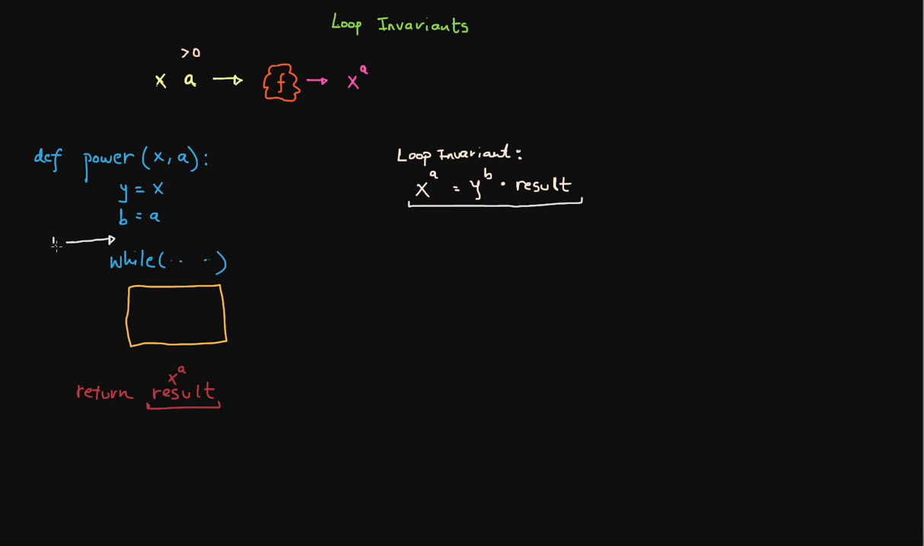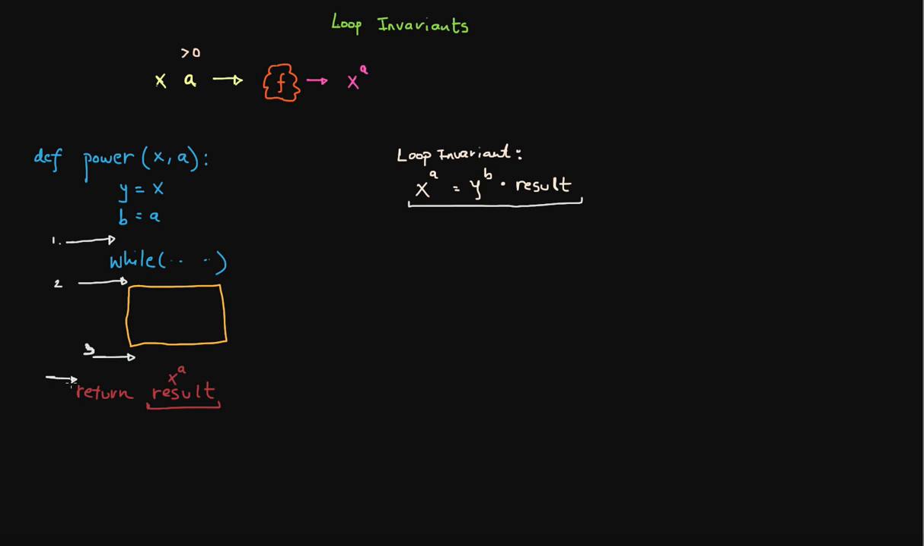So let's call this point 1. I have another point 2, which is just before the start of the body of my loop. The third point over here is just after the body of my loop. Let's call it point 3. And the fourth point, in this case, is just after the termination of my loop.